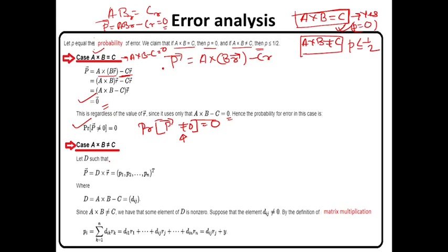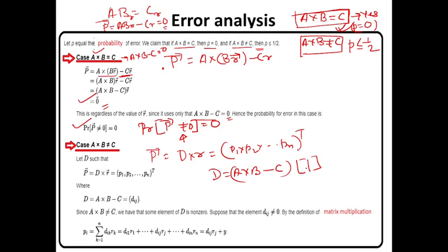So in this case, let D be such that D into R equals P, a vector P1, P2, up to Pn, transposed. That means here D is nothing but A cross B minus C. This is my D. With this D, I have one random vector R, which is any vector you have. We call the elements of D as dij. This is again a matrix, because when you multiply this with R, it will be a matrix, so let us call this dij.